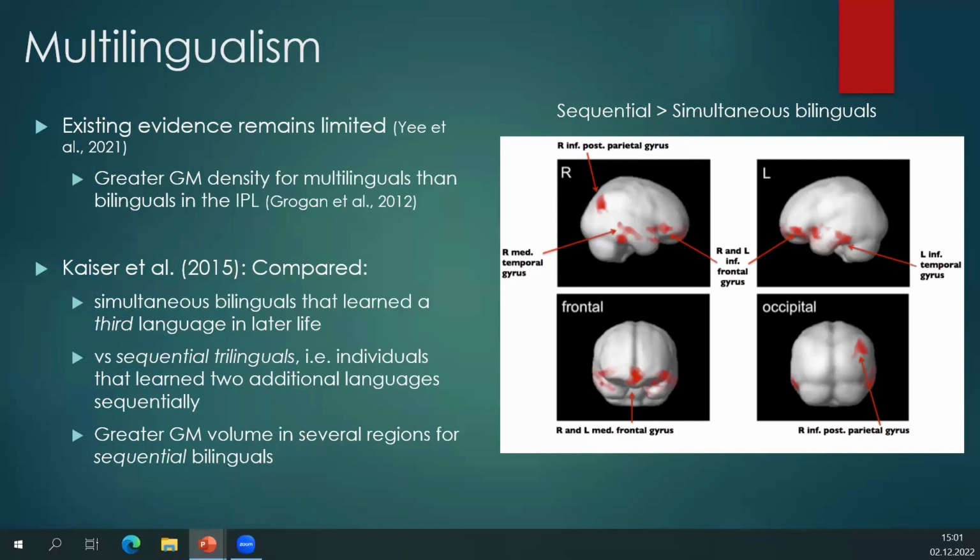And they reported greater gray matter volume in several regions, and there are cortical effects. If you see them through the prism of the dynamic restructuring model, it actually makes sense, because these are the same regions implicated in the acquisition and control of an additional language.